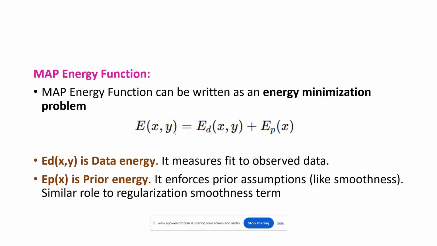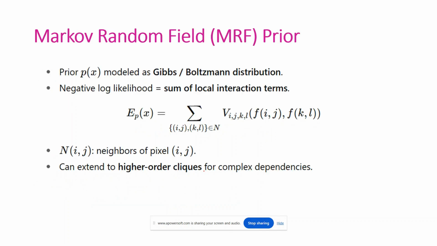Now we are going to consider the energy equal to Ed plus Ep. Instead of Es, we are going to consider the prior. The prior is similar to the smoothness term in regularization, and Ed represents the data term. It is used to find how good the observed data is. And for Ep of X, we find the prior energy. The prior energy depends on the neighboring pixels. So if I take one pixel, I have to consider its neighboring pixels. So (i, j) and (k, l) are neighboring pixels.